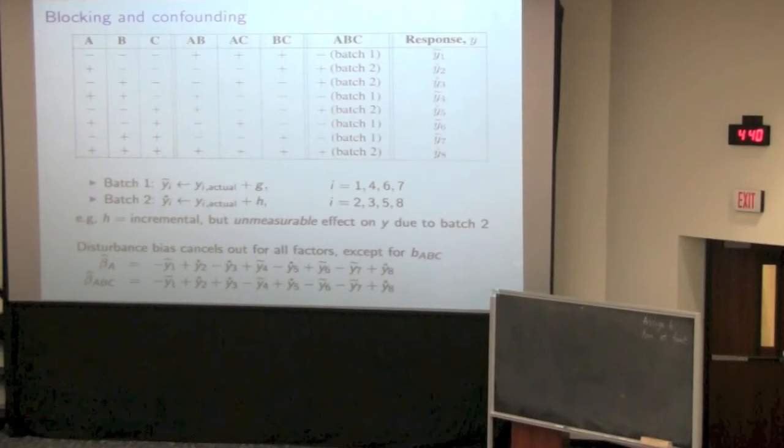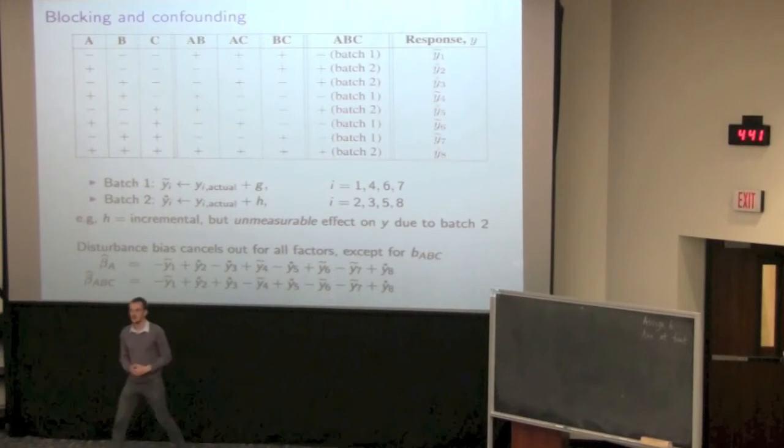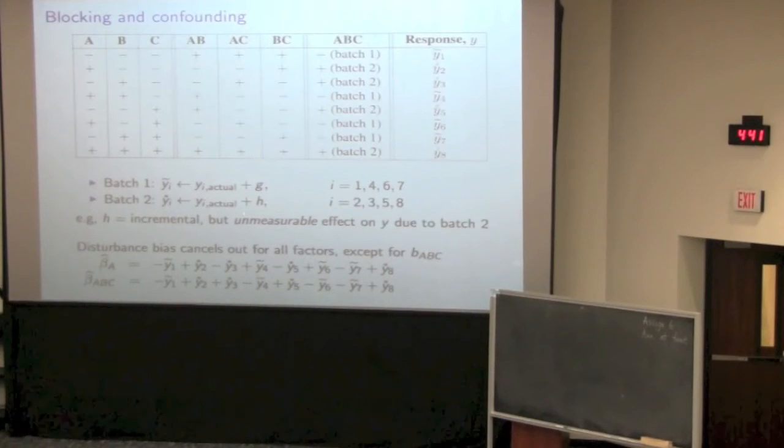If you look at the ABC column, we get a minus tilde, a minus tilde, and a minus tilde. There's no cancellation there. In fact, you get a minus 4G and a plus 4H added into the ABC term. So should G and H be non-zero, you'll bias your ABC coefficient with whatever the three-factor interaction was plus some bias. All that you'll end up with is some number, but you can't even tell whether it's due to ABC or whether it's due to the raw material bias. That's essentially confounding.